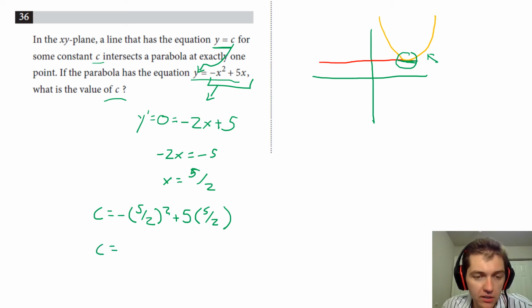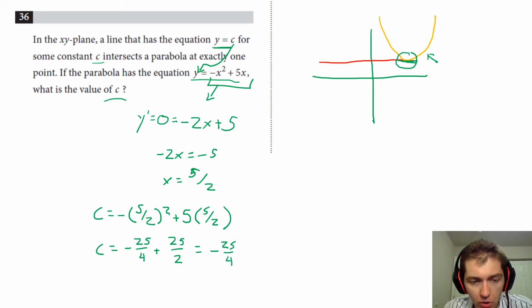So you have c is equal to negative 5 over 2 squared. When you have a fraction squared, it's just numerator squared over denominator squared. So you'll have negative 25 over 4 plus 25 over 2. Turn that 25 over 2 into being over 4, so you'd have negative 25 over 4 plus 50 over 4.